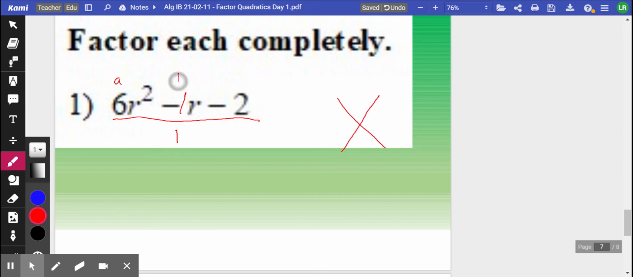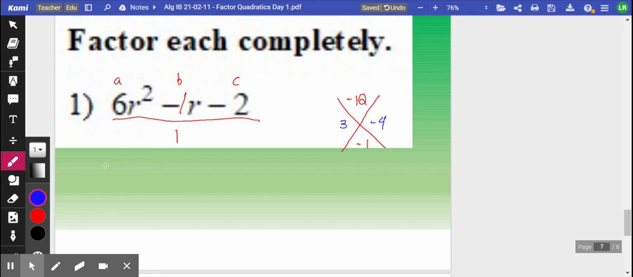A is 6, B is -1, C is -2. So 6 times -2 is -12. Adds up to be -1. And I look for my magic numbers, and they are 3 times -4. 3 times -4 is -12. 3 plus -4 is -1.